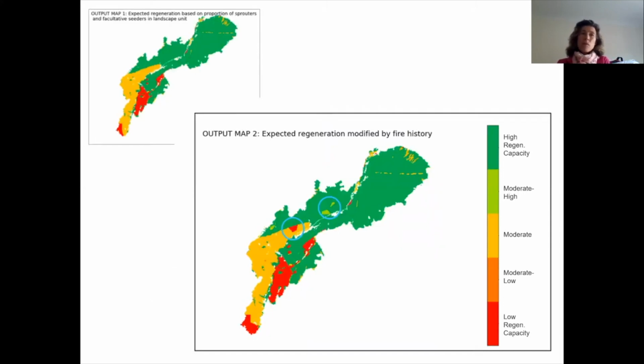Now we can see the output from the fire history component of the tool. We can compare this to the upper left map, which is the previous output, and those areas which are circled in blue have experienced a change between the two. So the regeneration capacity has been downgraded, in terms of the green, from the dark green of high regeneration capacity to the lighter green, the moderate high, because of the fire history.